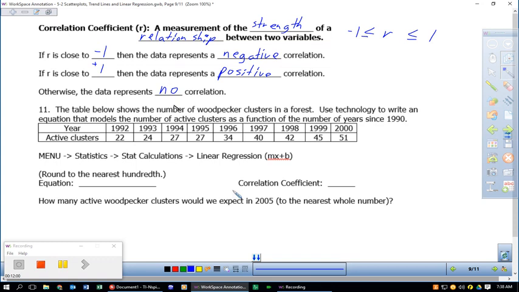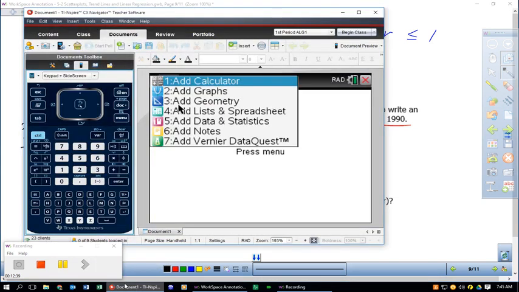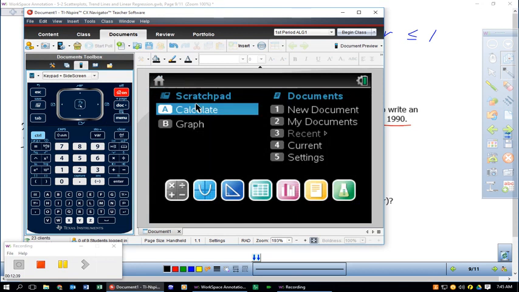Okay, now we are going to really use this here. So number 11. The table shows the number of woodpecker clusters in a forest. Use technology to write an equation that models the number of active clusters as a function of the number of years since 1990. So since 1990, that means we're going to change these numbers here actually to 2, 3, 4, 5, 6, 7, 8, 9, and 10, because that's years since 1990. So these are going to be our x values, and these are going to be our y values. Now what we are going to do, I'll go ahead and pull this up. Alright, so you're going to go to your scratch pad.